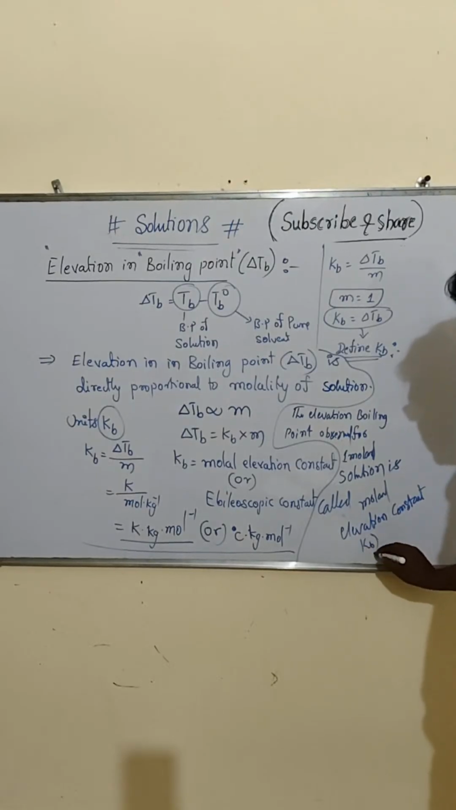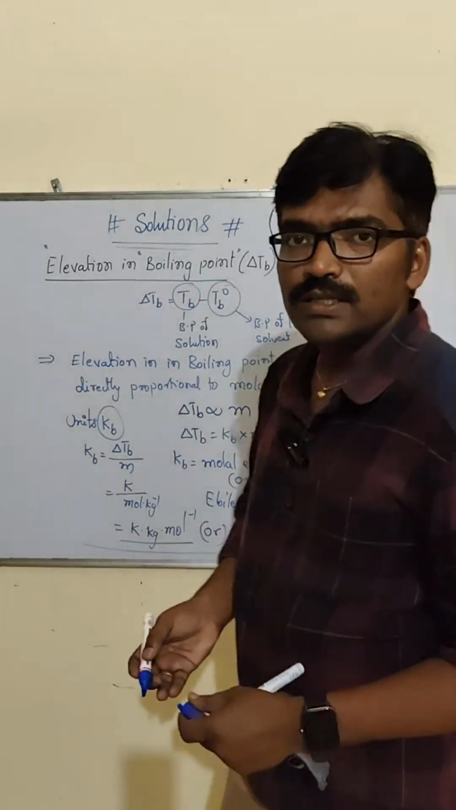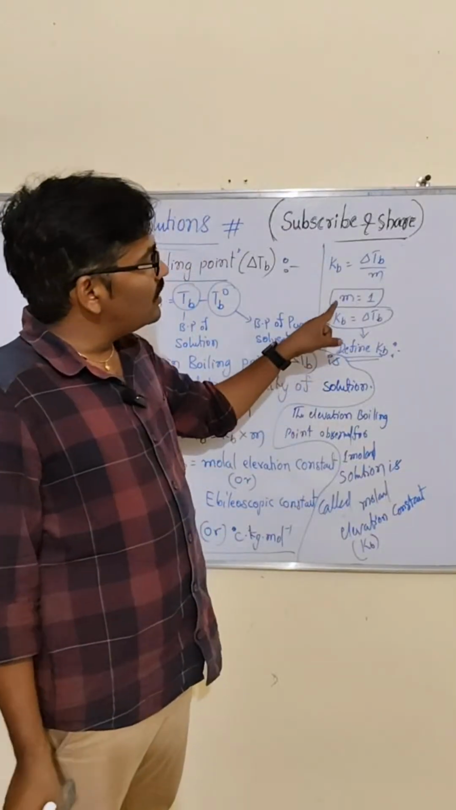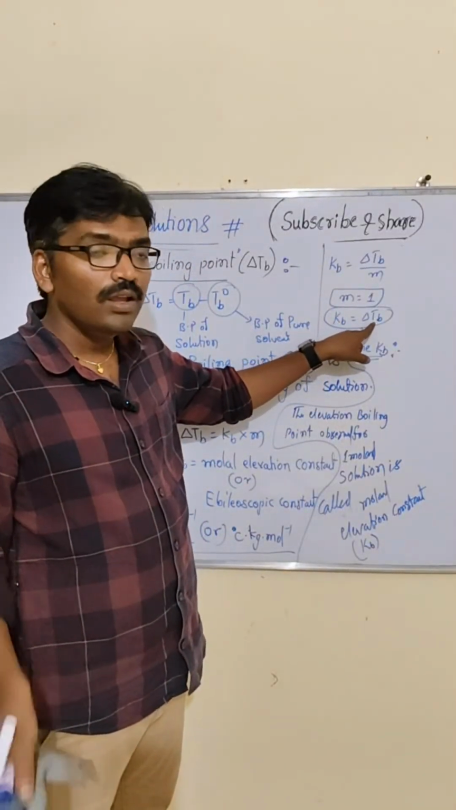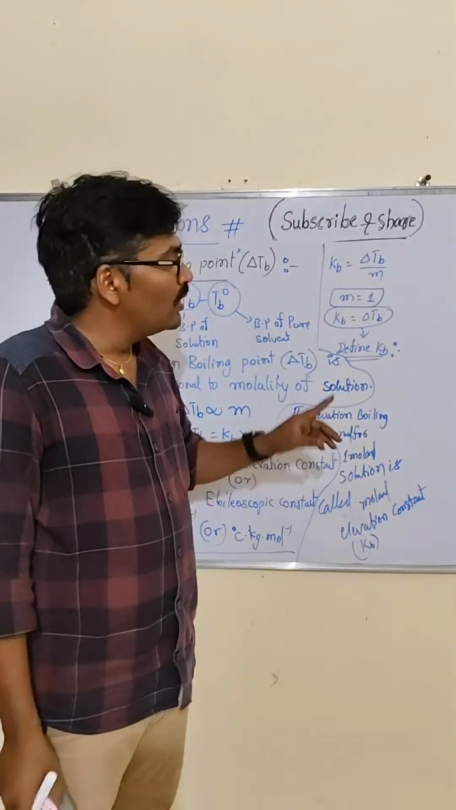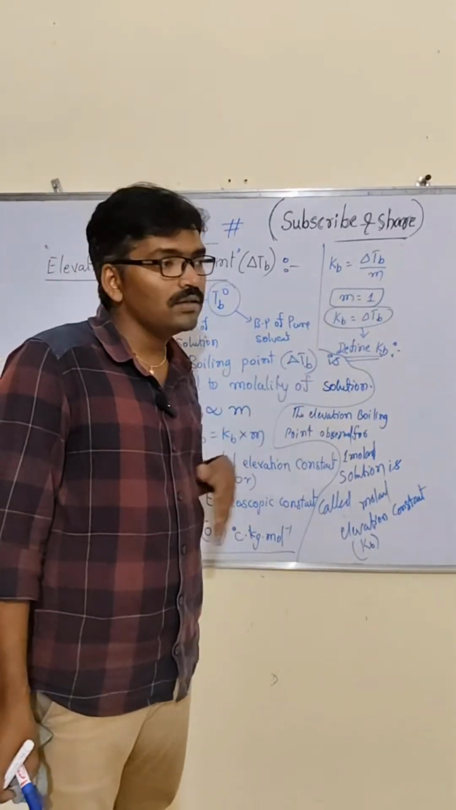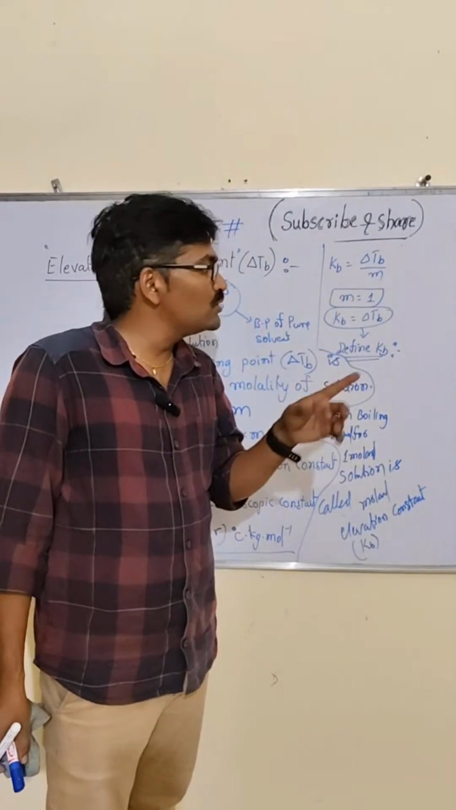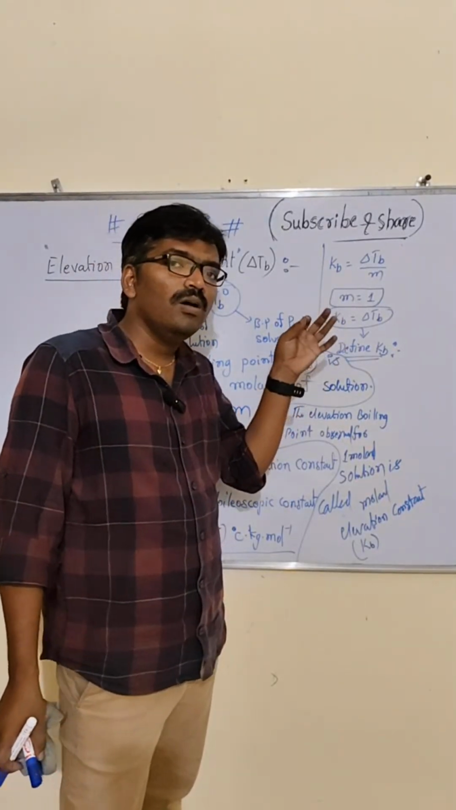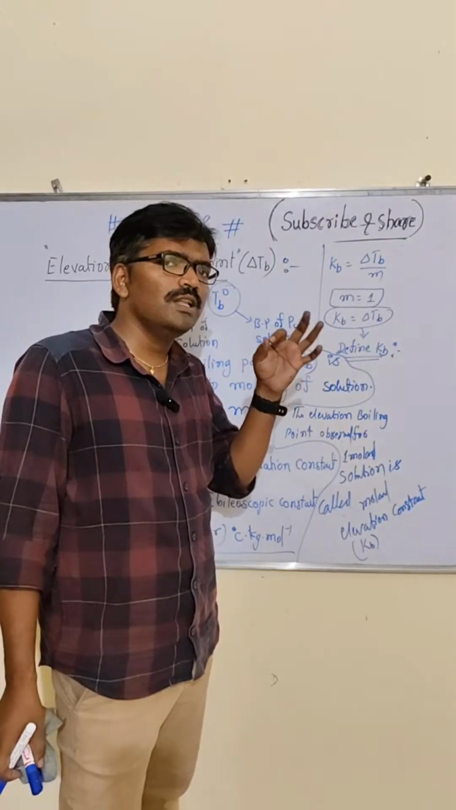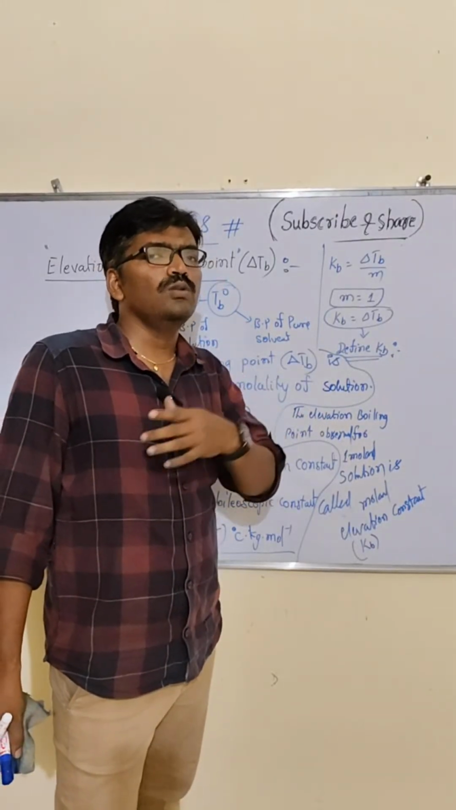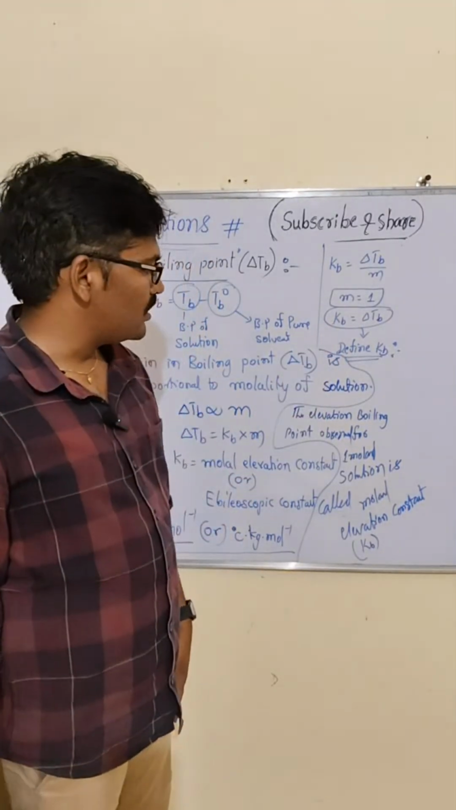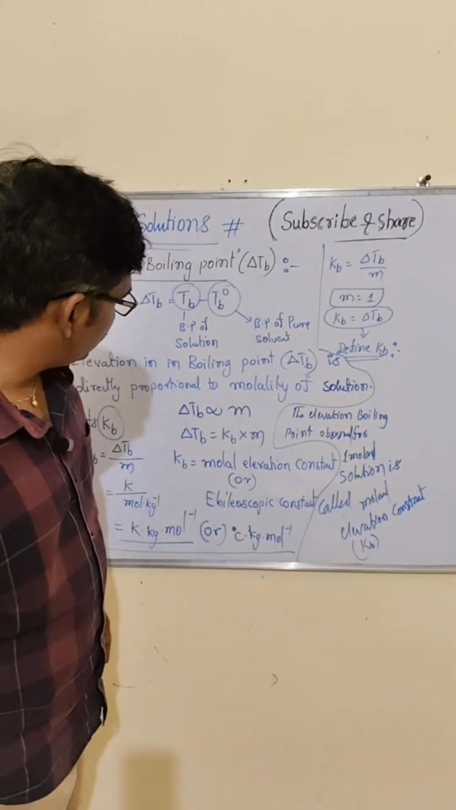That is the Kb, also called the ebullioscopic constant. So once again, listen to the definition: Kb equals delta Tb when molality equals 1. The observed elevation in the boiling point for a 1 molal solution is equal to the molal elevation constant, or ebullioscopic constant. So note down these 2 points.